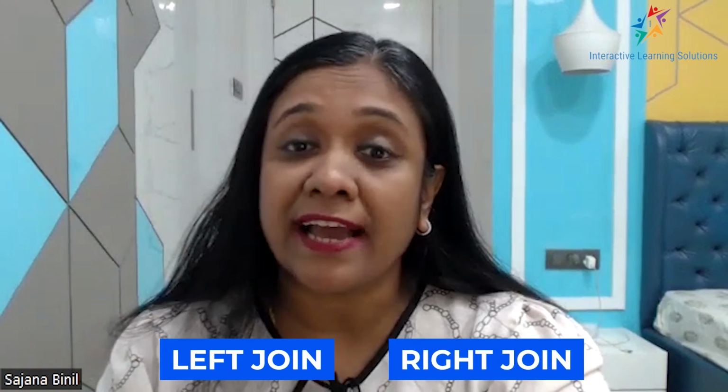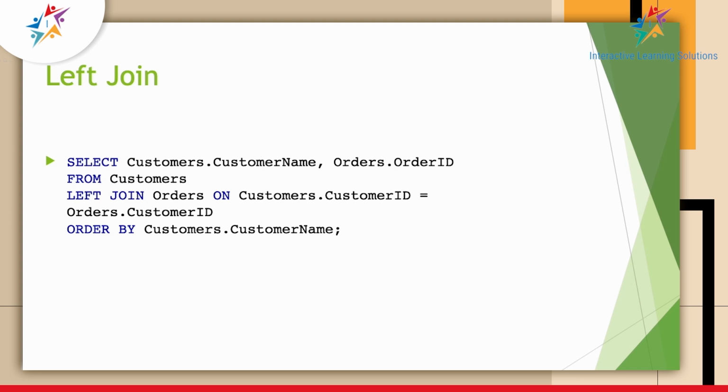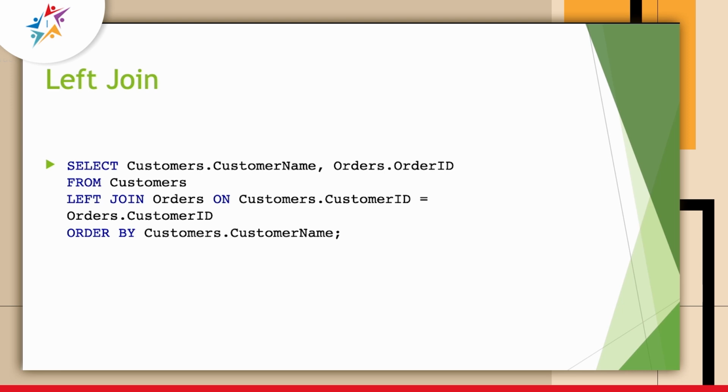Here is the syntax for a left join. Select customer.customer name, comma, order.order ID. Now here two tables are being used. Which are those two tables? Customers table as well as orders table. So we are extracting customer name from the customers table and order ID from the order table. From customers, left join orders on customers.customer ID equal to orders.customer ID.